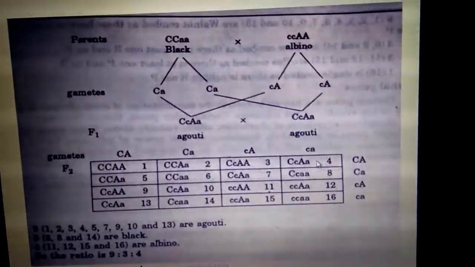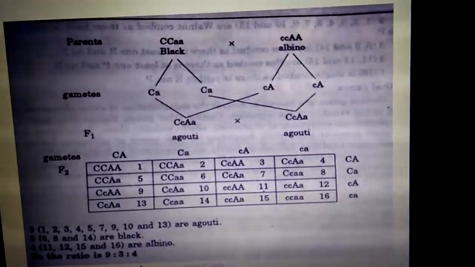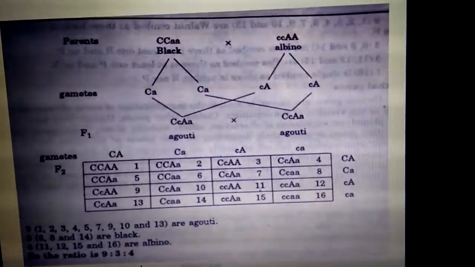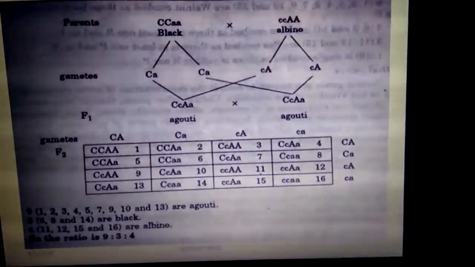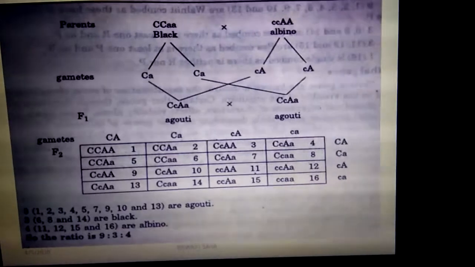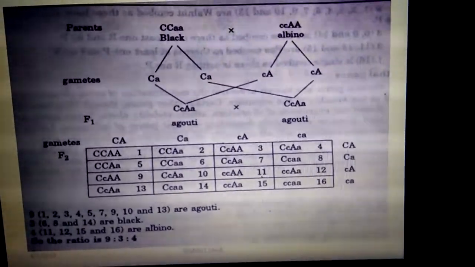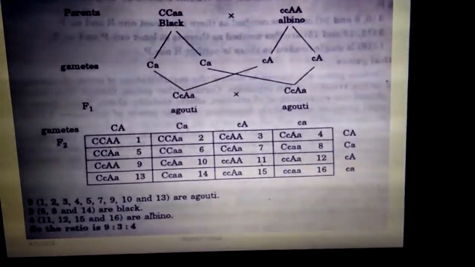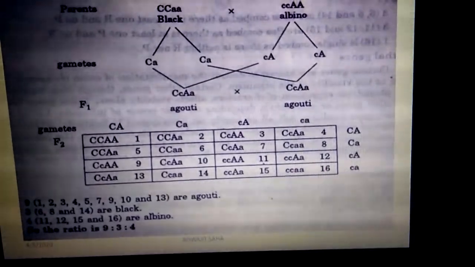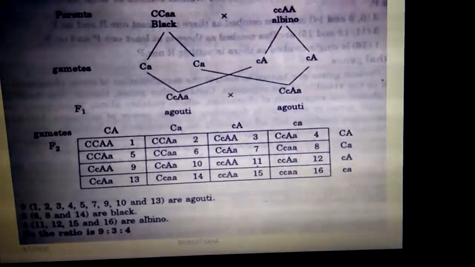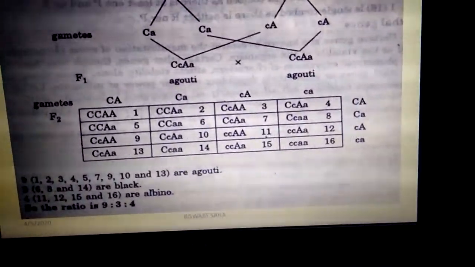So black and white albino mice when intercrossed produced F1 generation, all of which had agouti color. This is due to the genes supplementing each other. But in F2 generation, 9 will be agouti color, 3 will be black, and 4 are albino. The 9 agouti color will be 1, 2, 3, 4, 5, 7, 9, 10 and 13. Look at this. In 3 cases, that is 6, 8 and 12, they are black, and 4 cases, that is 11, 14, 15 and 16, are basically albino. So the ratio becomes 9:3:4.